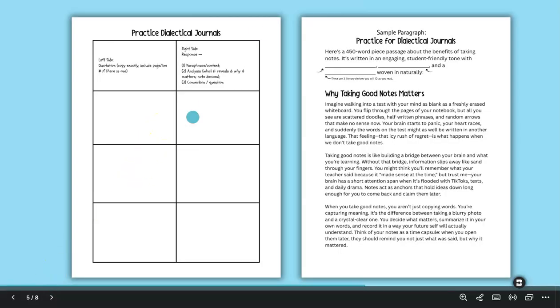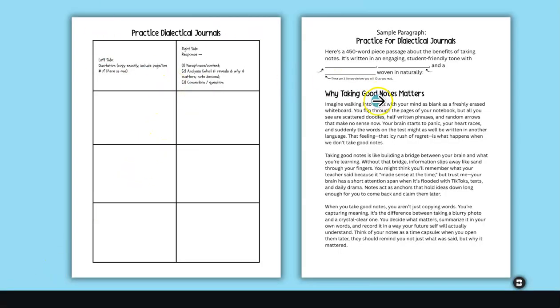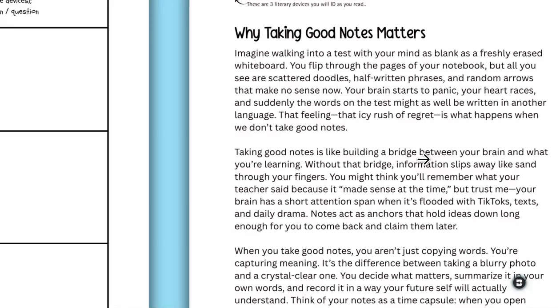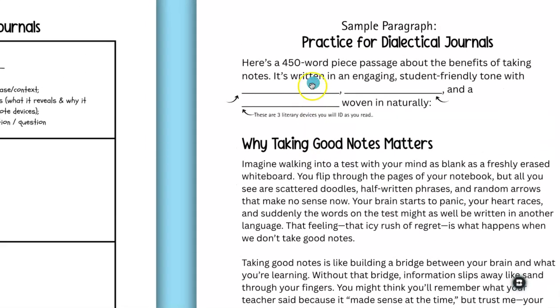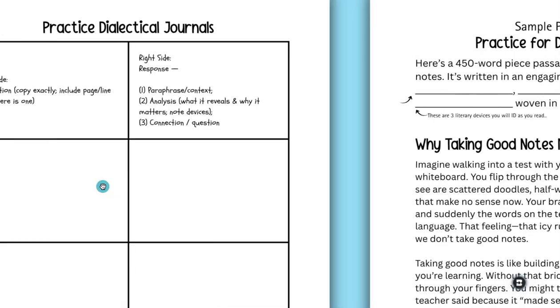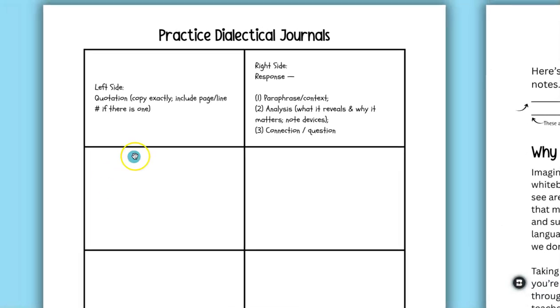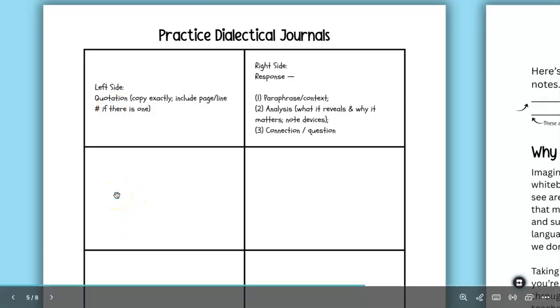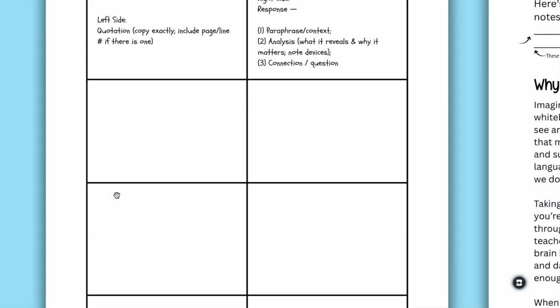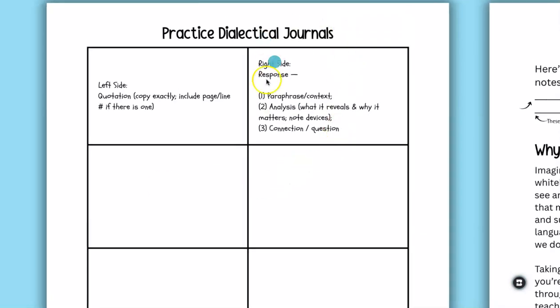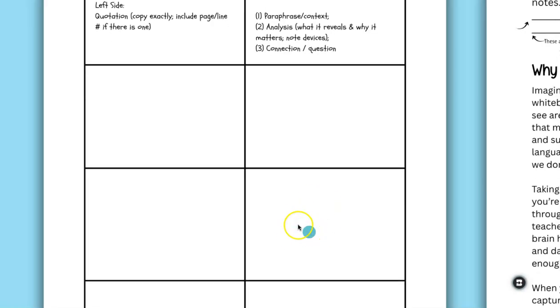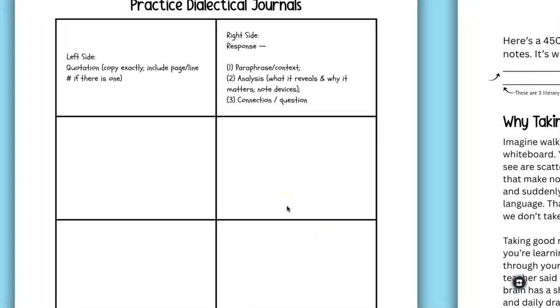So this is a practice dialectical journal, and what I have here is a 450 word article about why taking good notes matter. So you're going to actually use this document. On the left side, I've got this reminder for you. You're going to put your quotes. You'll do 3 quotes for this practice activity. And then on the right-hand side, you're going to do 1, 2, and 3 for each of them. So 1, 2, and 3 for your first quote, 1, 2, and 3 for your second, and so on.